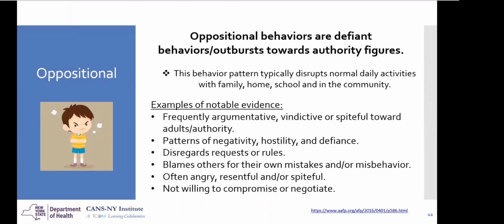Some of those examples can include blaming others for their own mistakes, blaming others for their unwillingness to compromise, being angry or resentful, having those patterns of negativity, hostility, and defiance. So when we're thinking about oppositional, it's really about their defiant behavior towards authority or people of authority. That can look many different ways depending on that specific young person.